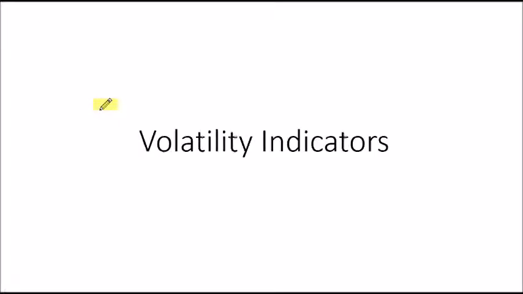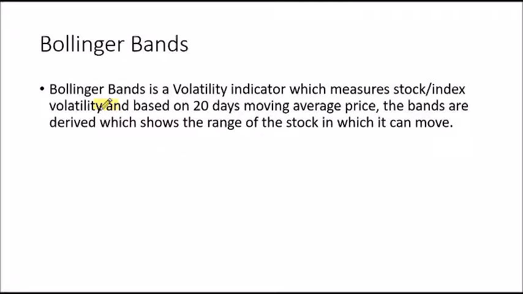So let's start with volatility indicators. Bollinger Band is a volatility indicator. It measures stock volatility, the up and down range of the stock, and based on that the bands are formed, on the basis of the 20 days moving average line. Let's say for a 500 rupees stock, the 20 days moving average is somewhere around 510, and the volatility number comes around 20.